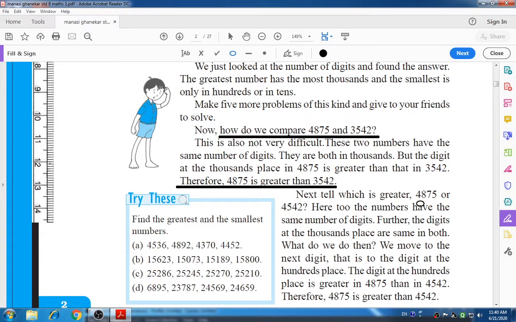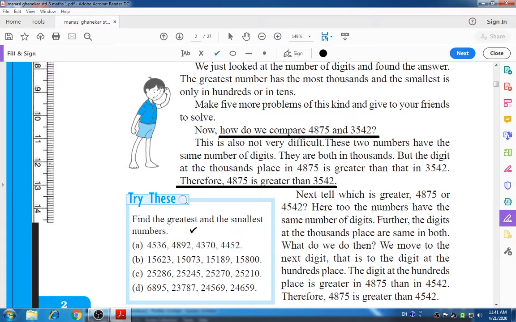In 4,875 at the hundred place there is an 8, and in 4,542 at the hundred place there is a 5. So we can say that 4,875 is greater than 4,542.